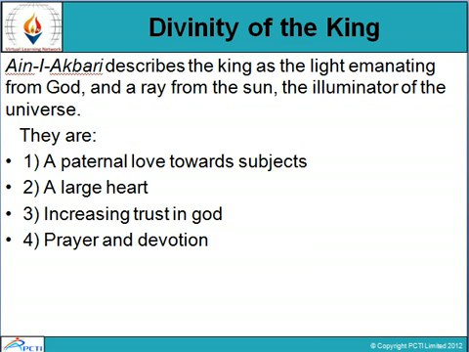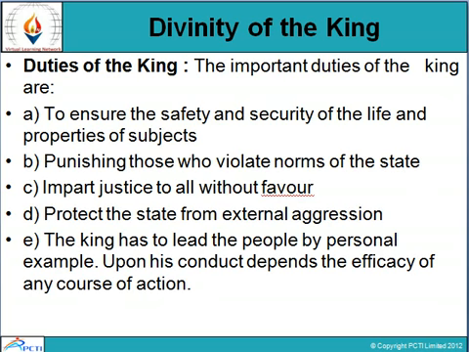Divinity of the king. The Ain-i-Akbari describes the king as a light emanating from God and a ray from the sun, the illuminator of the universe. They are a paternal love towards subjects, a large heart, increasing trust in God, prayer and devotion, where the king has to have that paternal love, means a father-like love towards his subjects, towards his people, a large heart, trust in God, prayer and devotion.